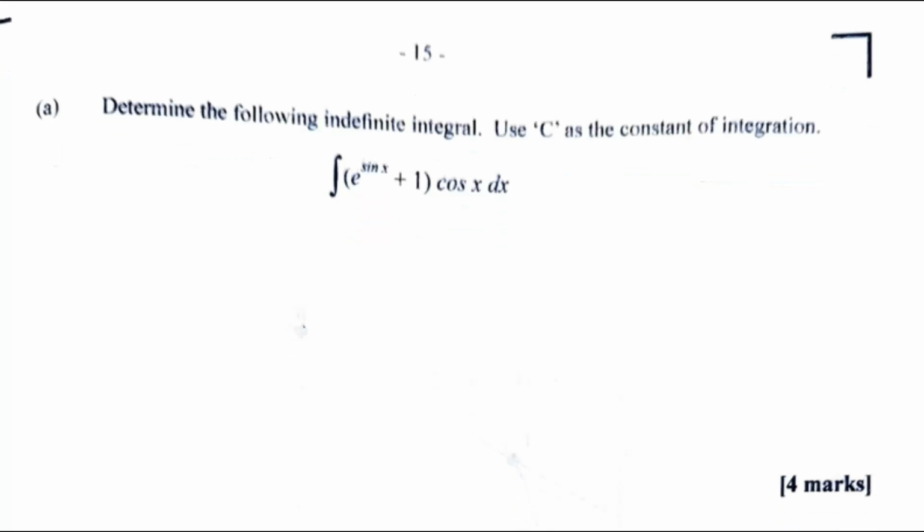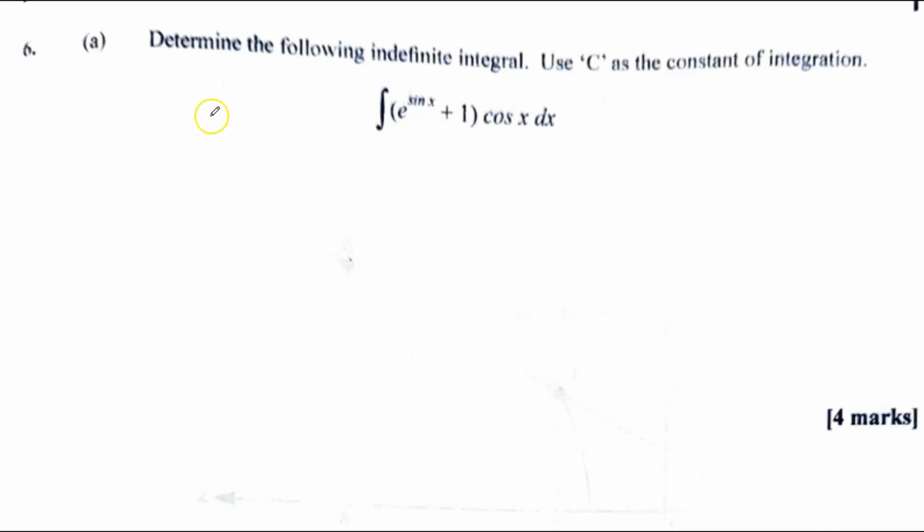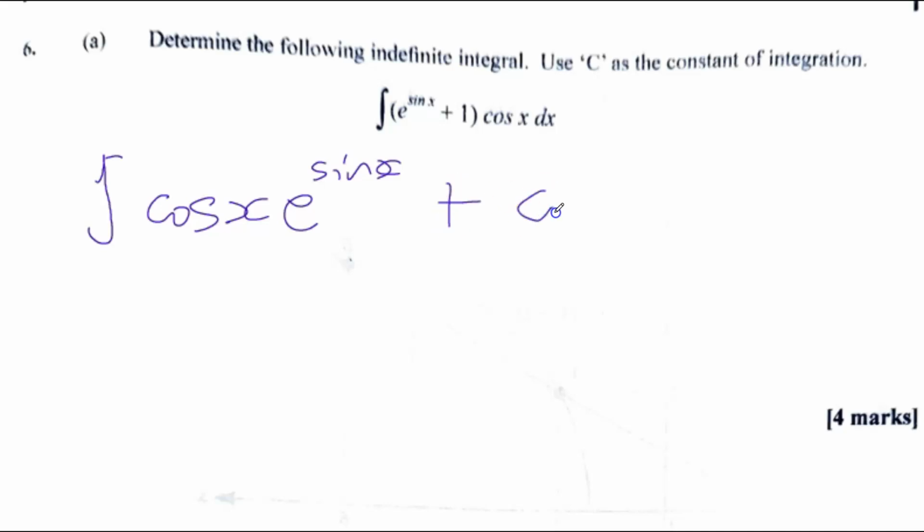Part A, 6 part A. Determine the following indefinite integral using c as a constant of integration. So we have a problem here. What would be nice to do is distribute the cos x, so multiply cos x by each term in the bracket. So cos x times the exponential term, that's cos x times e to the power of sin x. And then cos x times 1, that's cos x. All we did there was expand the bracket, multiplying each term inside by cos x.